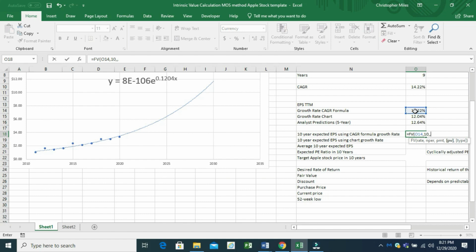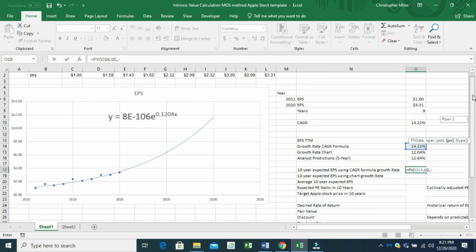So that's going to actually be the trailing 12-month EPS. Now, this is the way the formula is set up, this is how you calculate interest payments. So it's actually going to be a negative. So we're just going to put a negative in front of the trailing 12-month earnings per share. And we're going to close the formula by adding a parentheses. Okay, so that gives us $12.51 is what we're expecting the earnings per share to be in 10 years based on the growth rate that we calculated by using the formula.